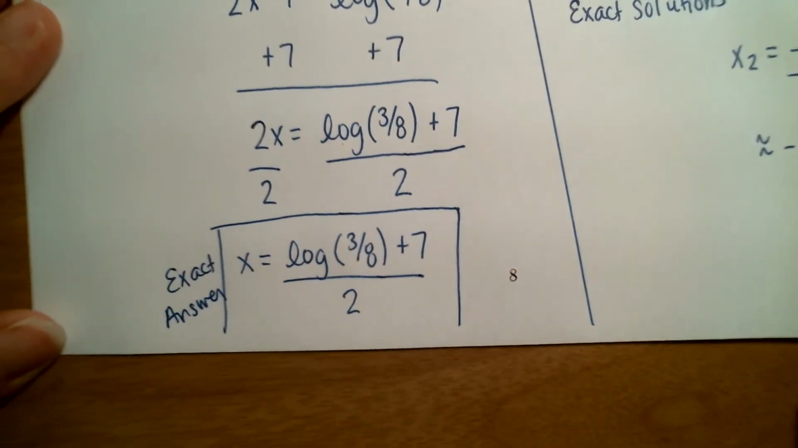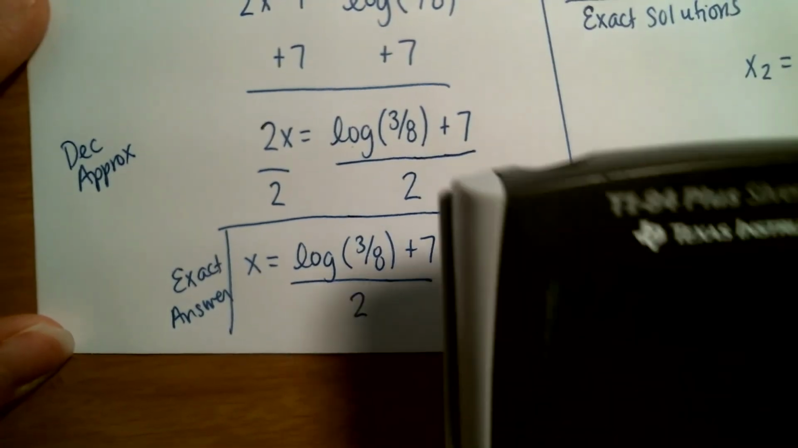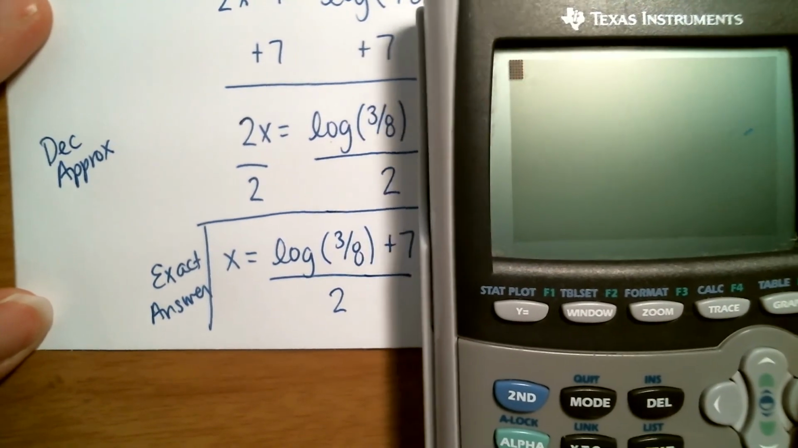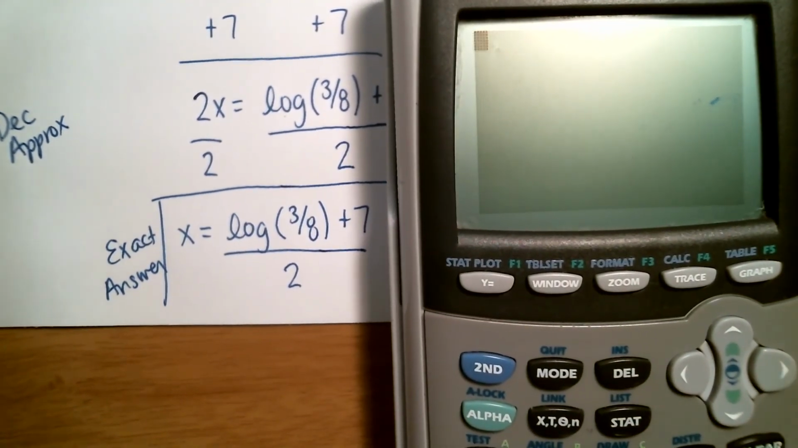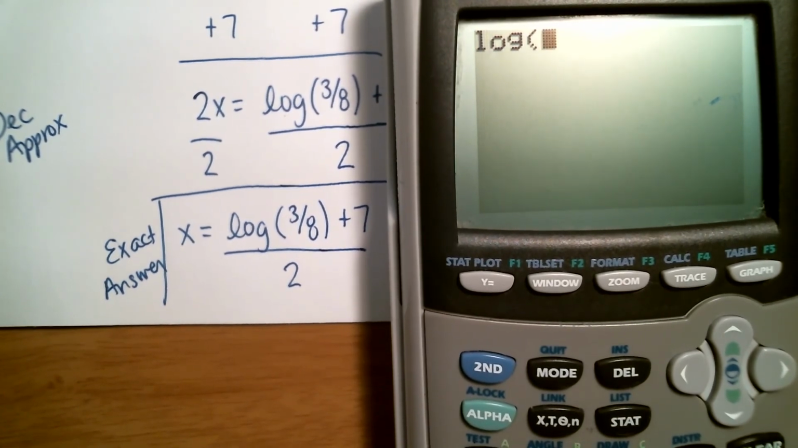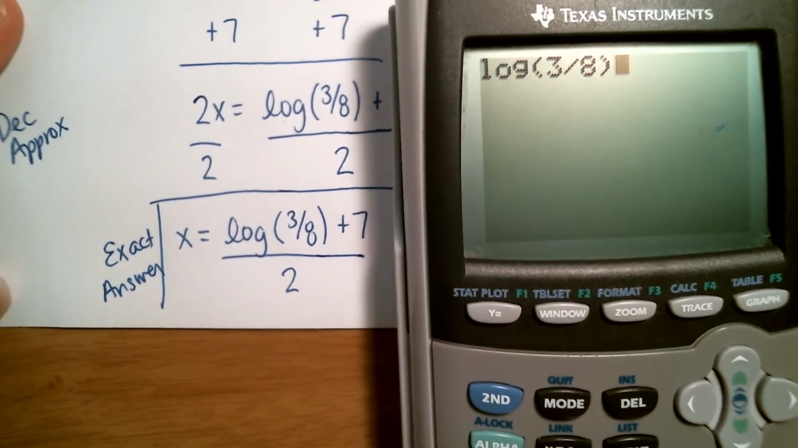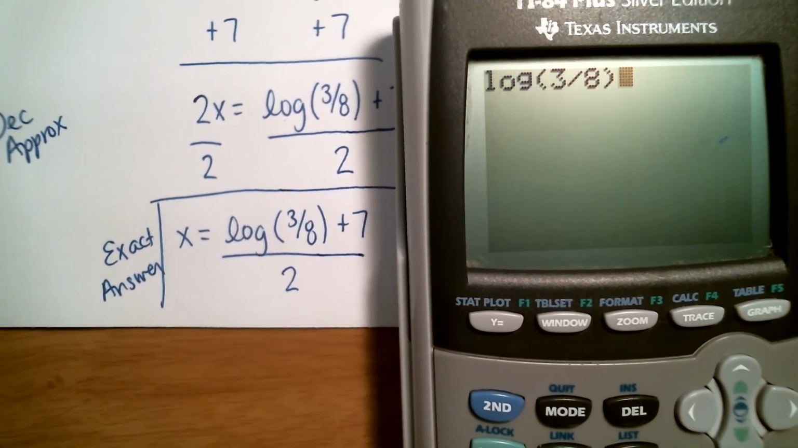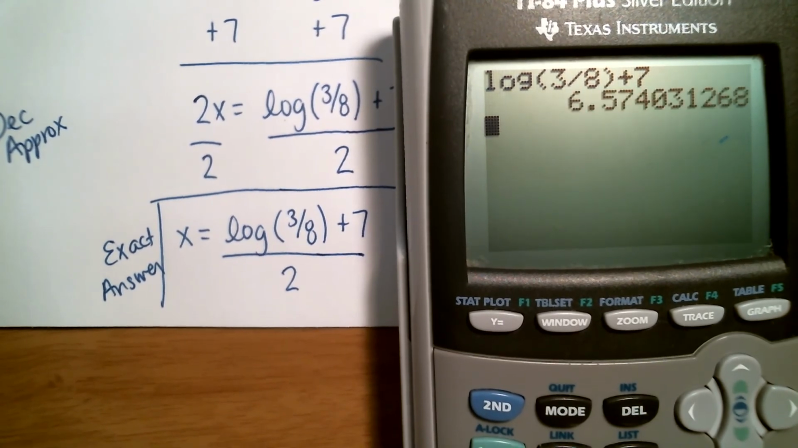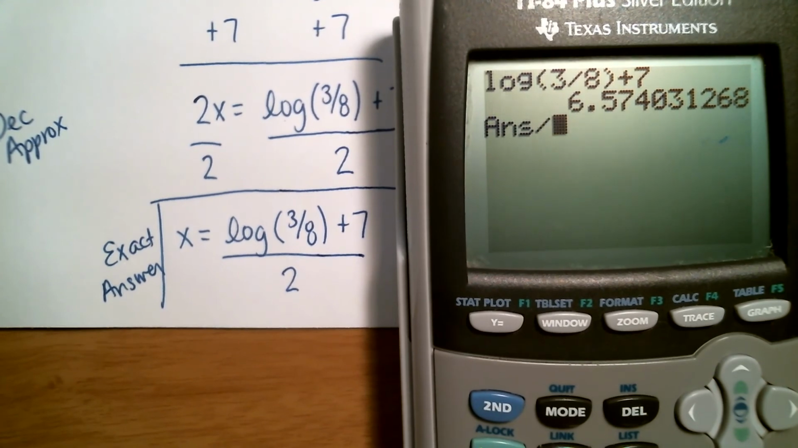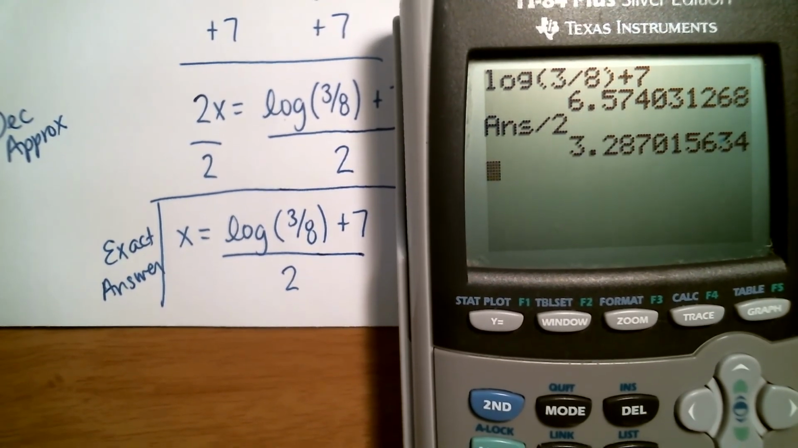For our decimal approximation, I'm just going to type this into the calculator pretty much exactly like I see it. You have to use log here. So we get the log of 3/8. Now close the parentheses because that is what you're taking the logarithm of. Then we add 7 to that, which gives you the numerator, and then hit the division key to divide by 2. There's your decimal approximation.